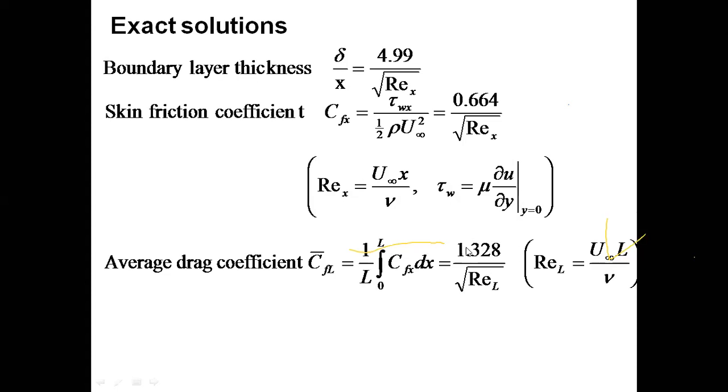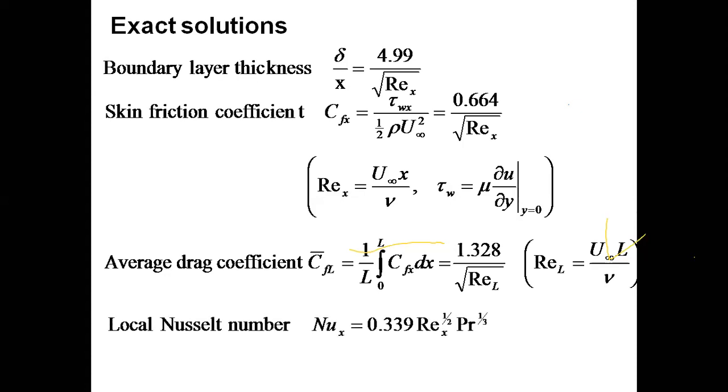Here you can see this quantity is exactly double the local friction coefficient we had earlier. The average coefficient is double the local friction coefficient. Don't worry, don't try to remember these equations.